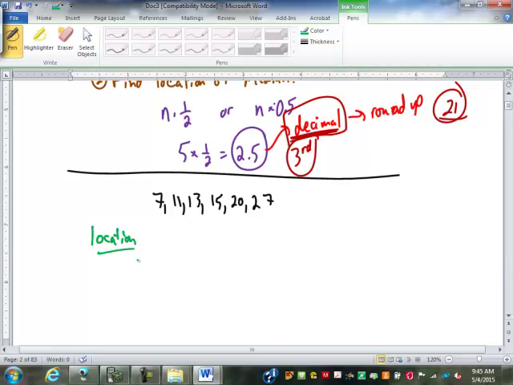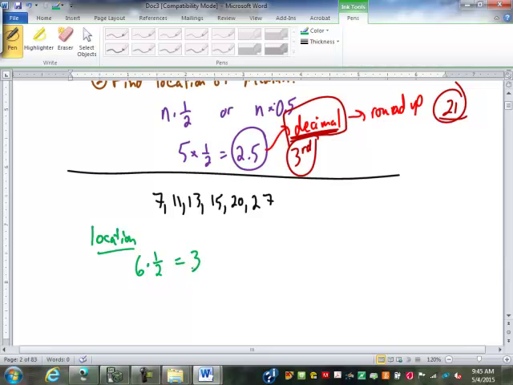Okay, so what's n here? 6 times 1/2, right? Times 1/2 or 0.5. N times 1/2. So 6 times 1/2. Does everybody know where the 1/2 comes from? The 1/2 is because the median is in the middle. The median is halfway through the set of numbers, at the halfway point.